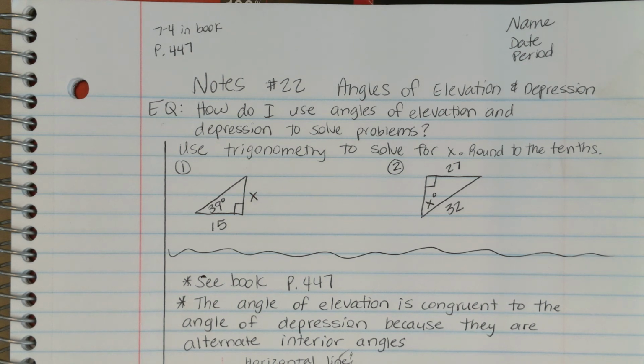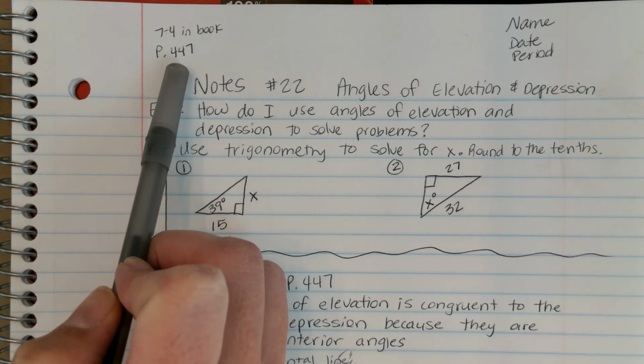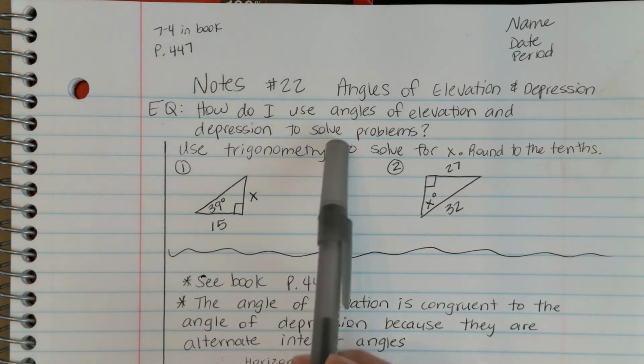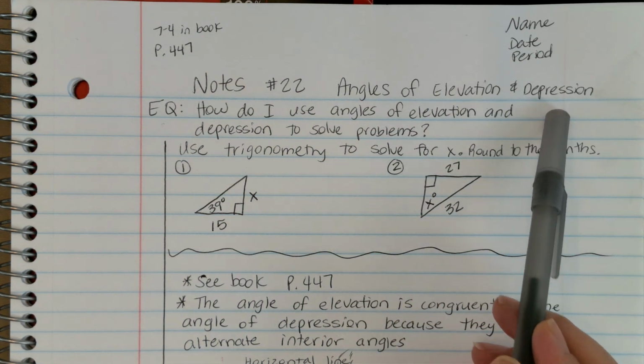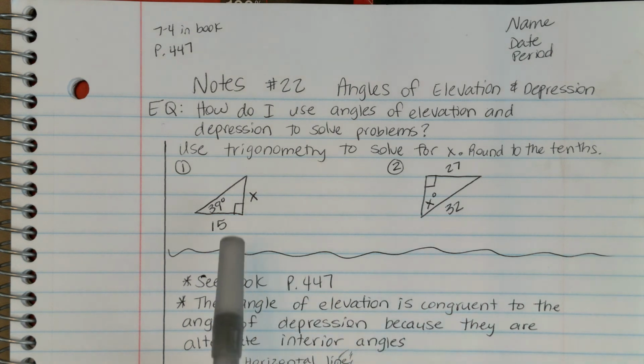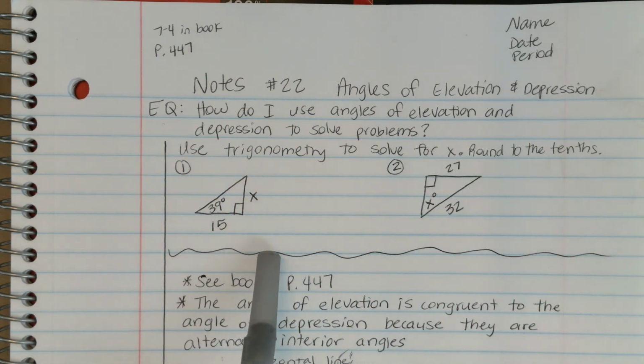These are your first notes for this week, notes number 22. We are moving on to section 7-4 in the book, page 447, and these are about angles of elevation and depression. Make sure you've got your name, date, period, and you should already have this warm-up completed from during class.